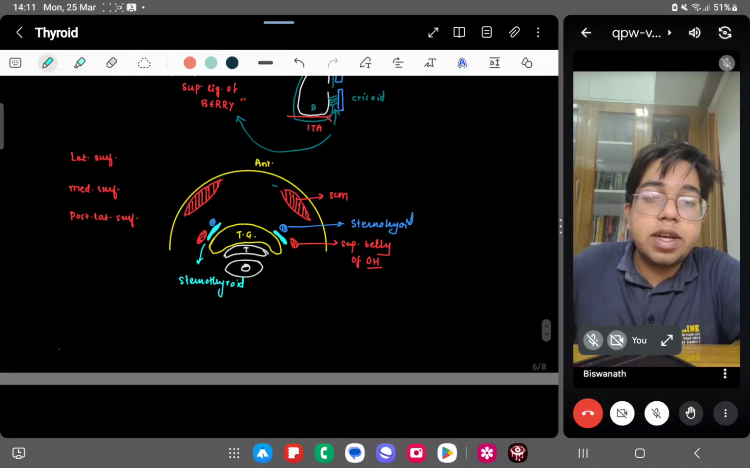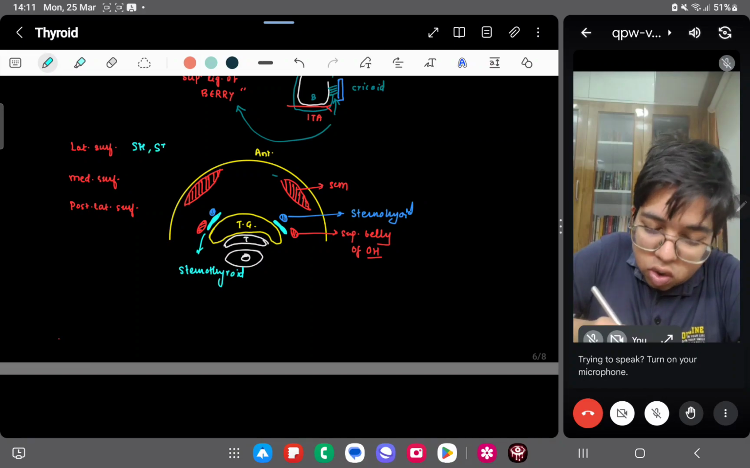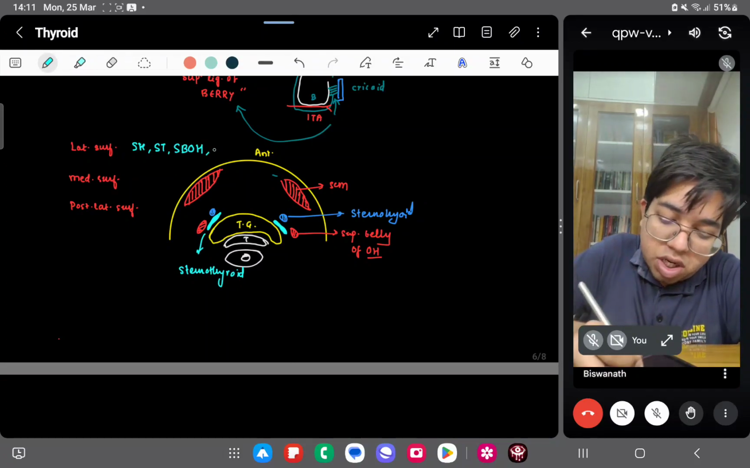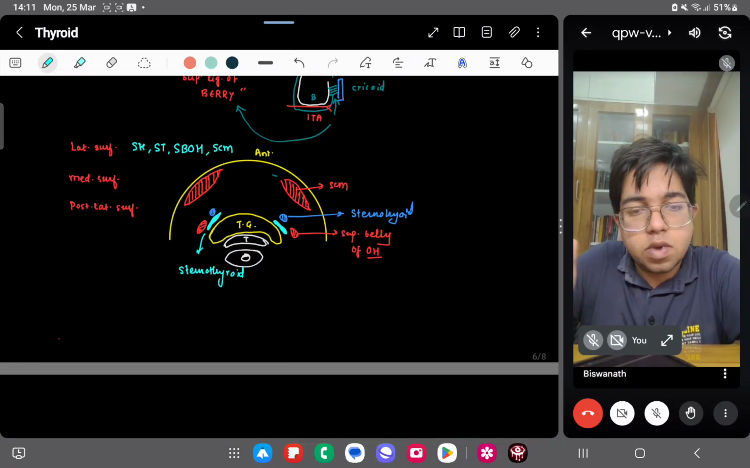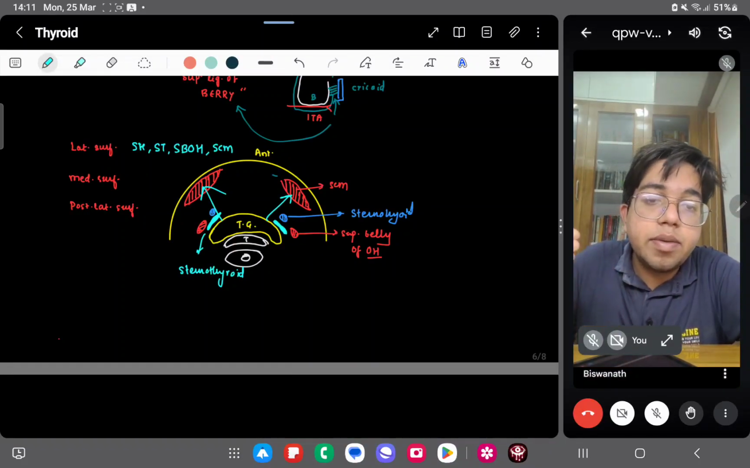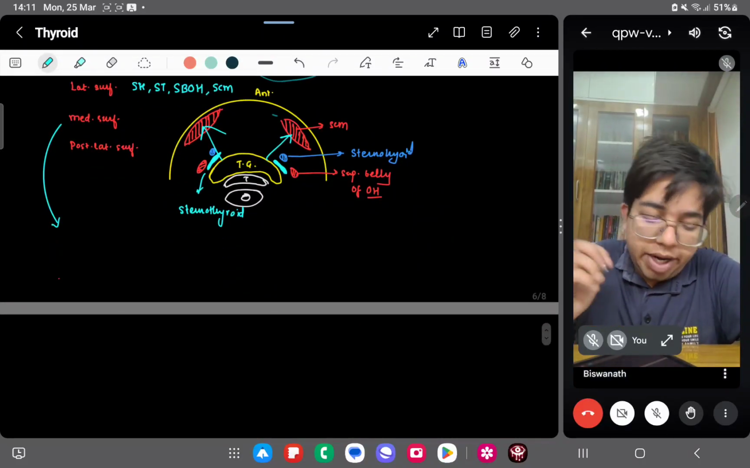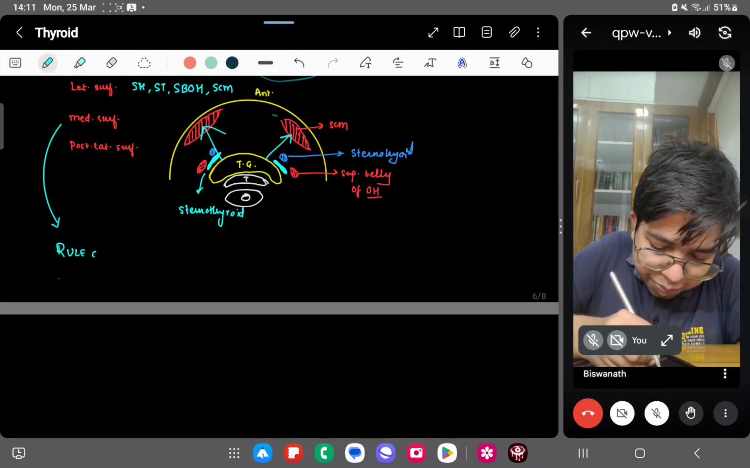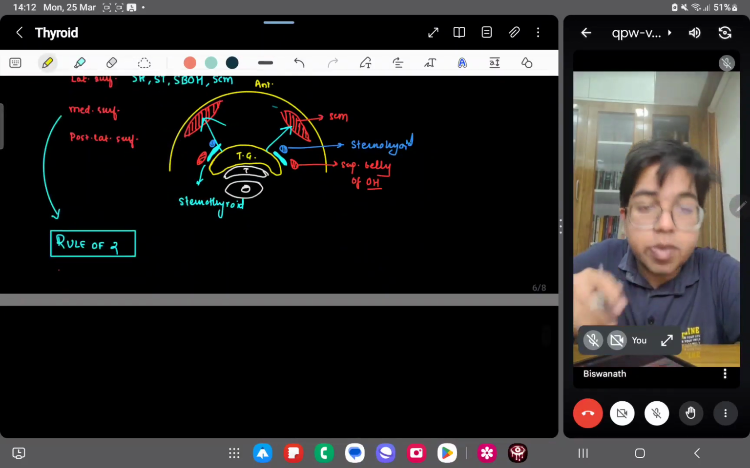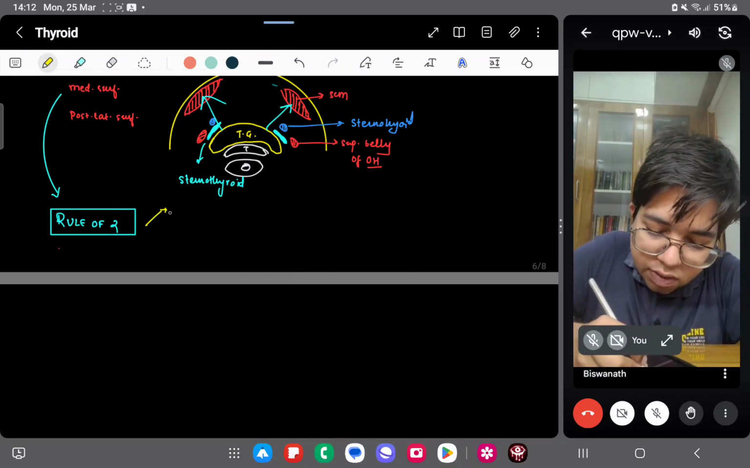For the lateral surface, what are the relations? All of these: sternohyoid, sternothyroid, superior belly of omohyoid, which I'm writing as SBOH, and sternocleidomastoid. Could you understand? These are all your lateral relations. And what are the medial relations? The relations of the medial surface follow a rule of two. What is the meaning of the rule of two? There will be two tubes, two nerves, and two muscles in the relations. What did I say?